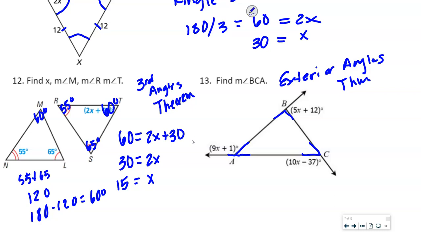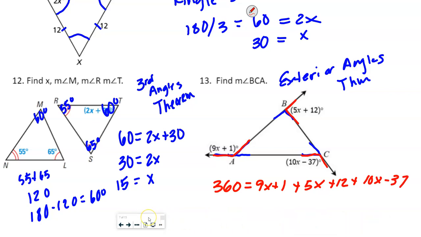360. And let me show you why. This angle, well, let me do it in red. This angle plus, notice that's the other side of that angle, plus that angle, plus this angle right here, don't they equal a whole circle? They do, okay? Because we've got alternate sides. So that means when I add those three angles together, they have to equal 360, okay? So we're going to just add those together, 9x plus 1 plus 5x plus 12 plus 10x minus 37.